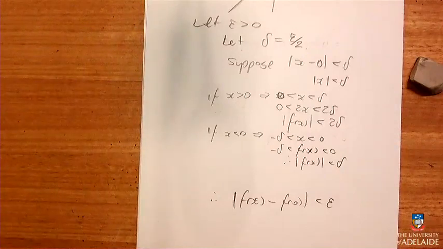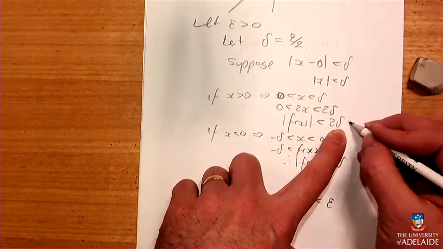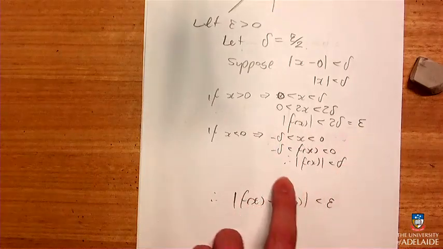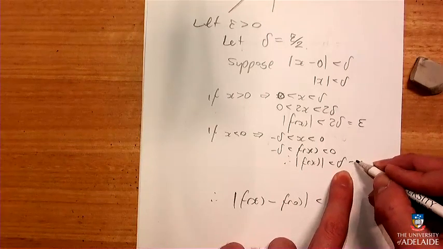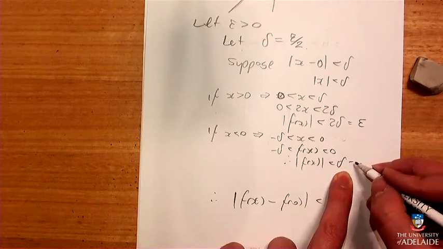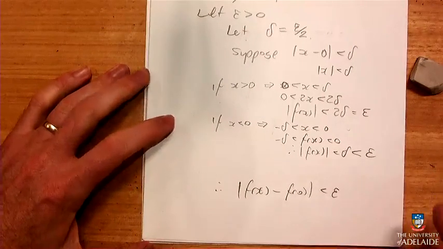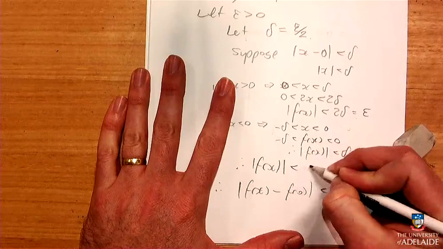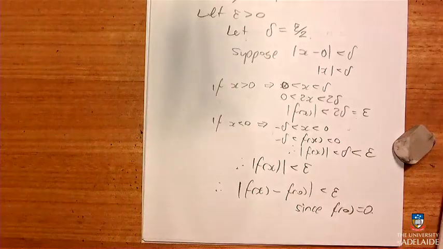So if delta was half of epsilon, then when I get to epsilon over 2, and I get down here, that's epsilon, right? So the absolute value of f of x is less than epsilon. And when I get down to here, that's equal to half of epsilon, which is also less than epsilon. And therefore the absolute value of f of x is less than epsilon, since f of 0 is 0.